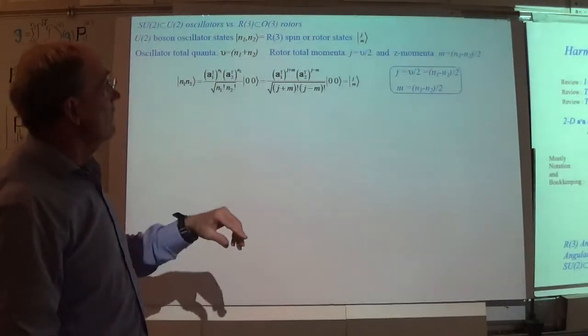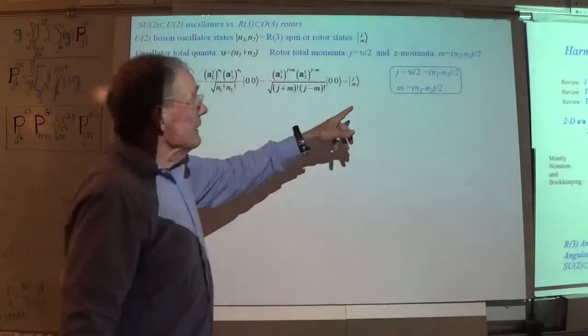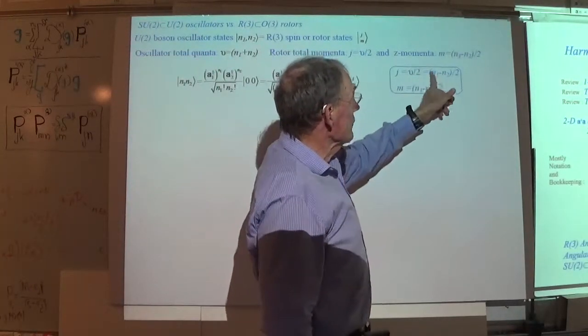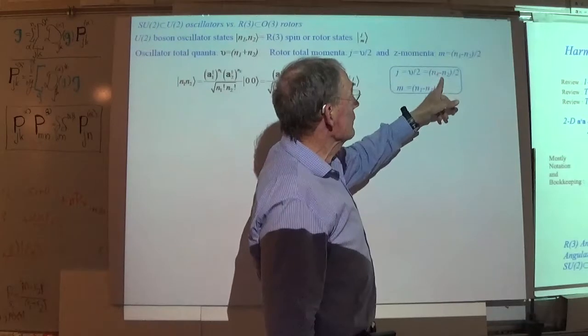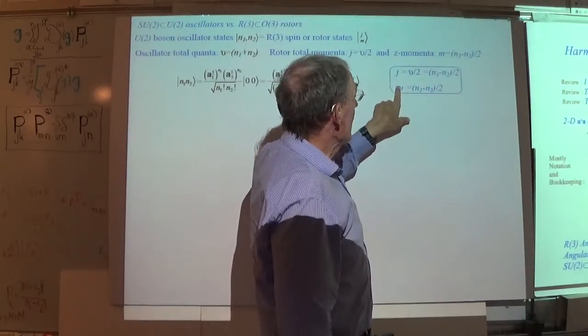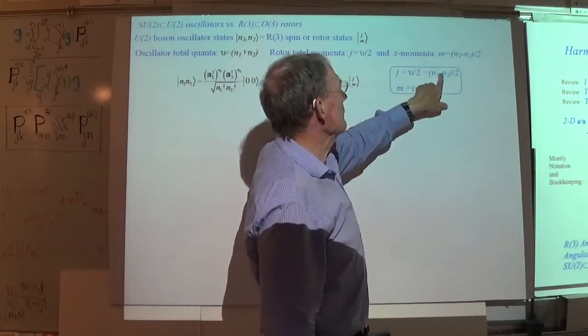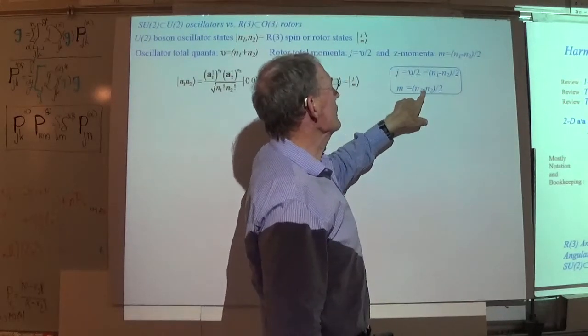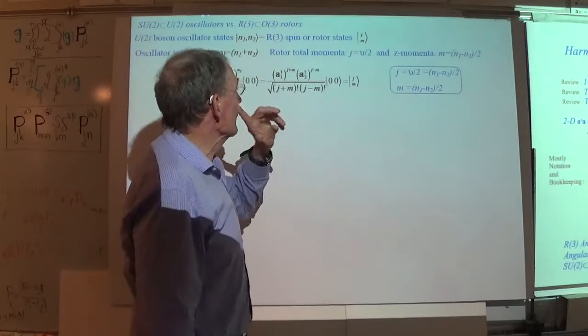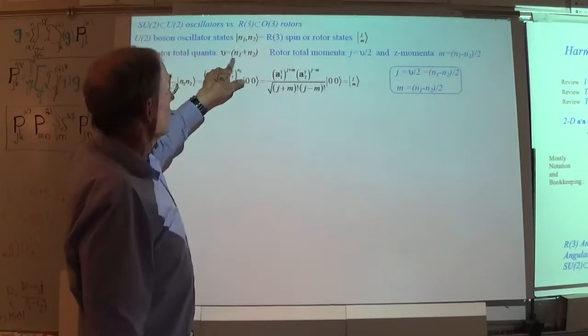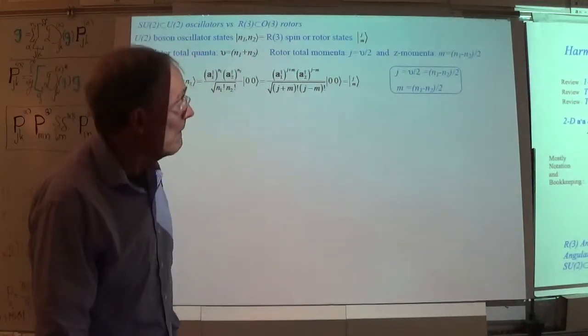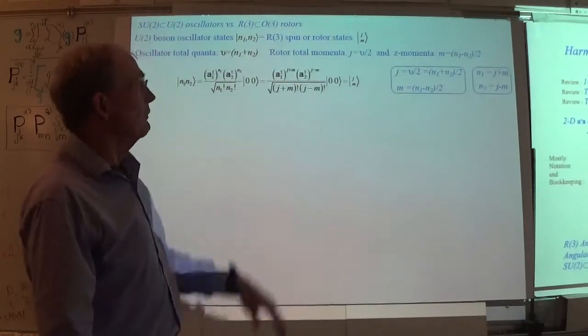And then there's sort of backwards right there. j is nu over 2, where the nu here is n1 plus n2. The m is, let's see if I got that right, and that should be a plus sign. And then this is m is n1 minus n2 over 2. That's a bad error there. Nu is n1 plus n2. Got to change there, it's done right.